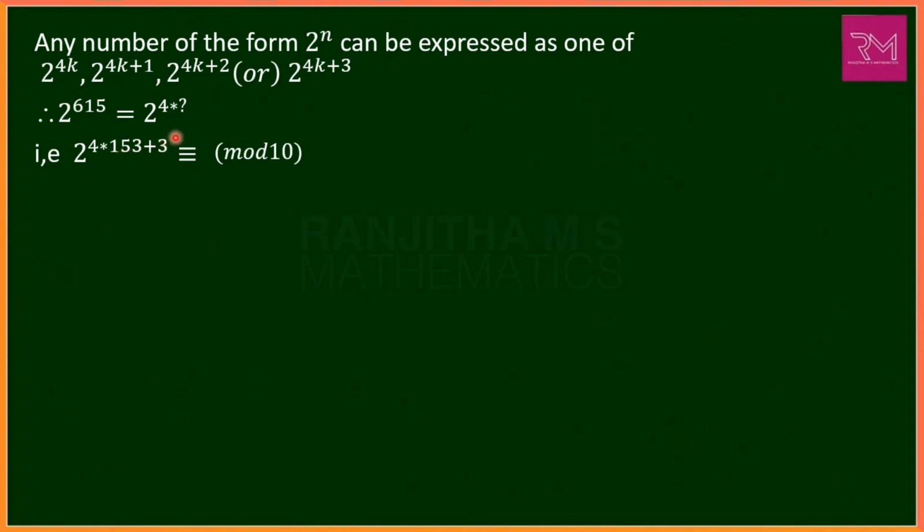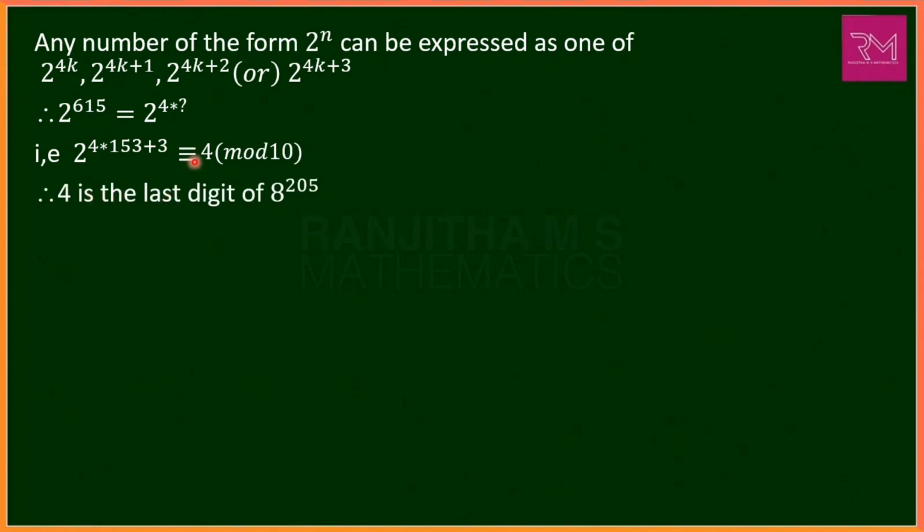So we have to add the value 3, so that we get 2 power 4 into 153 plus 3, which is 615. So we can express 2 power n in the form 2 power 4k plus 3. We already discussed that 2 power 4k plus 3 is congruent to 4 modulo 10. Therefore 2 power 615 is 2 power 4k plus 3 where k is 153. So 2 power 4 into 153 plus 3 is congruent to 4 modulo 10.